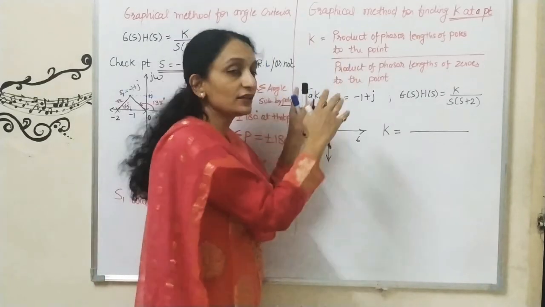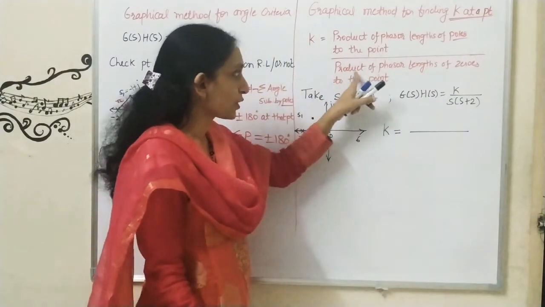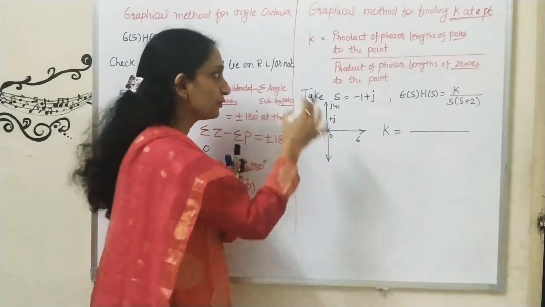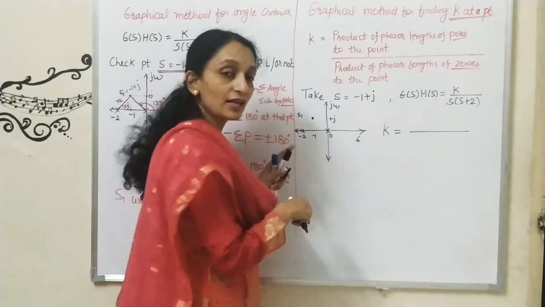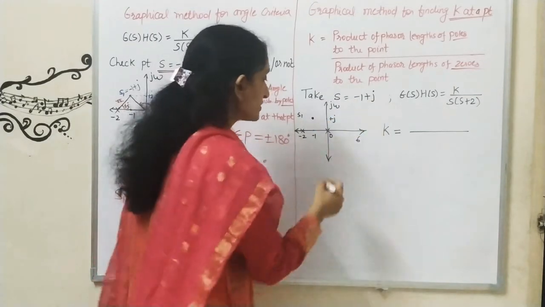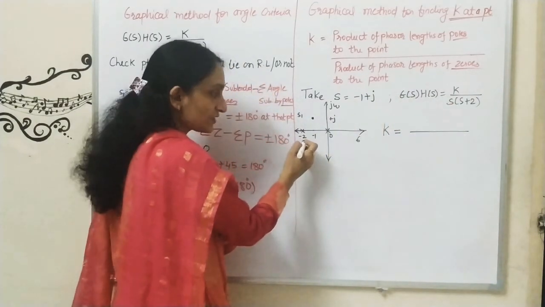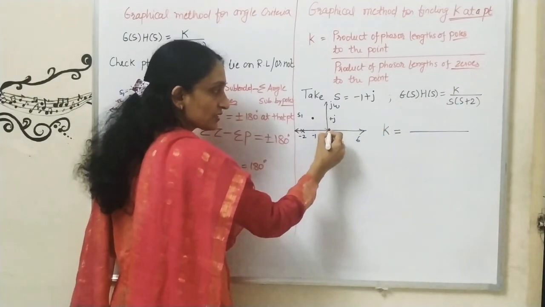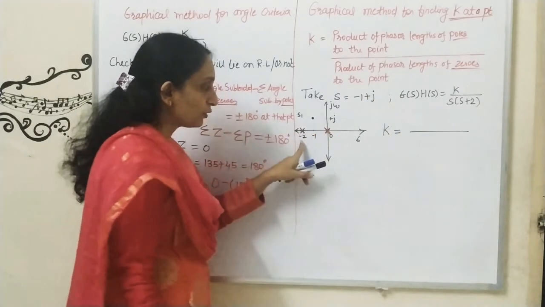In the numerator, the product of phasor lengths of poles, upon the product of phasor lengths of zeros to the point. I hope you got the formula, and this is the transfer function, the same transfer function I am considering, and I am calculating K for the same point, S is equal to -1 plus j. See what I did here. Here again I have shown this transfer function. See how many poles are there? 2 poles. The first pole is at the origin, S is equal to 0. The second is S is equal to -2.